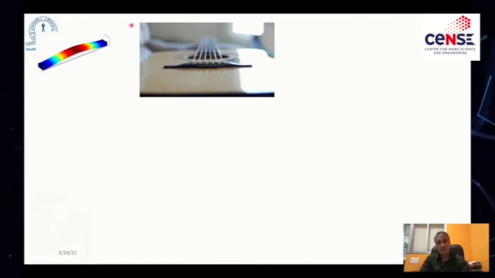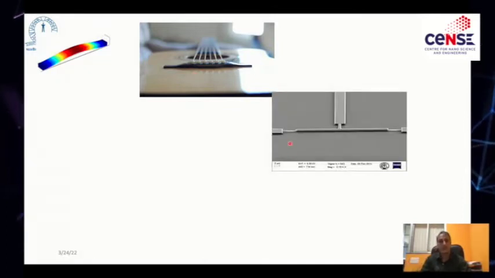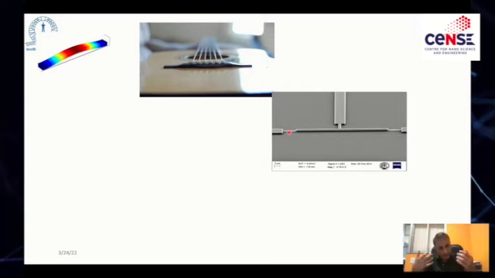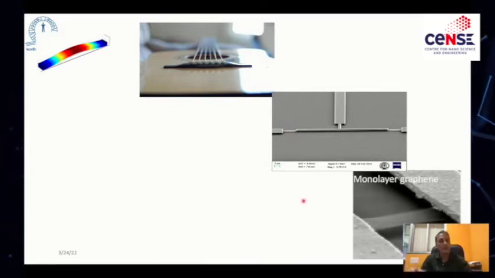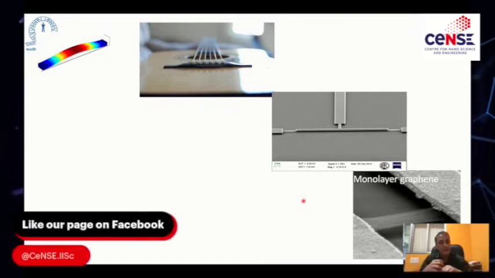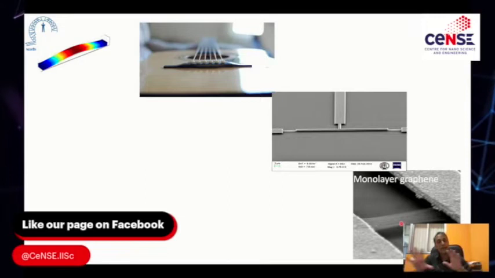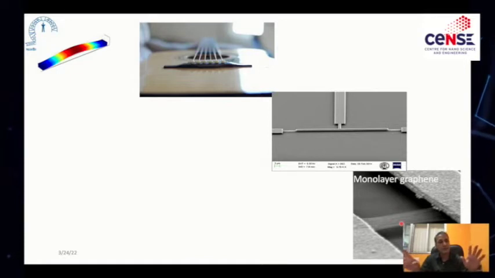So this is our guitar string, and the only thing we are doing is making it at a much smaller scale. This is the string that we are using, for example, and it is about 20 microns in length, about one-fifth of an average human hair. It is made of a material called silicon nitride, but we can make these out of graphene, 2D materials, if you've heard of it. This is a single layer of carbon atoms, about three angstroms thick, and the length is about a micron.